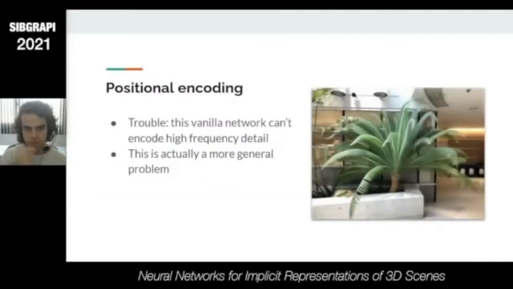Now, one key insight in this paper is that, as it turns out, the method as described so far doesn't quite work as advertised, because if you try to implement this network and this training process as is, you won't be able to match your input images as well as you'd expect, because, as you may notice, you lose a lot of high frequency details, which may be important if you want to render accurate novel views.